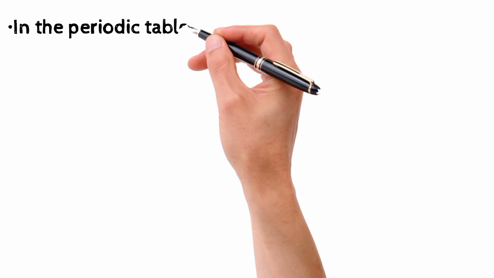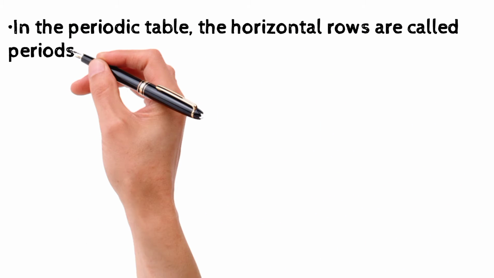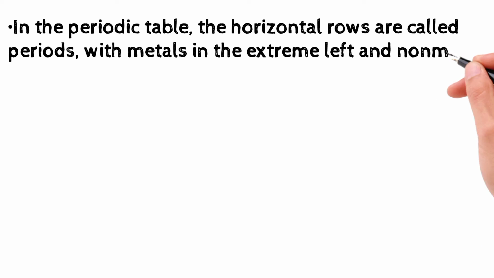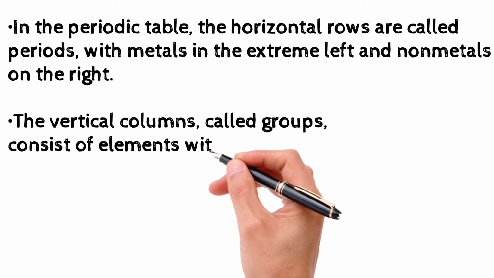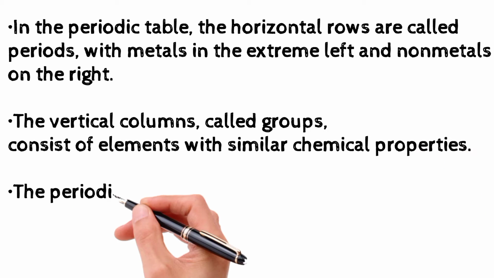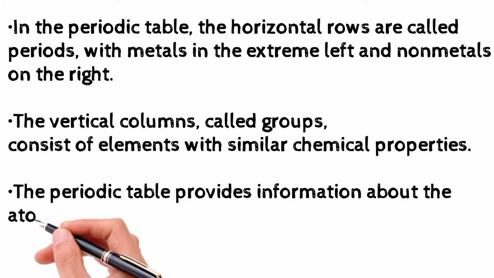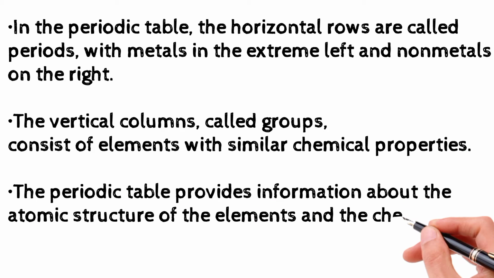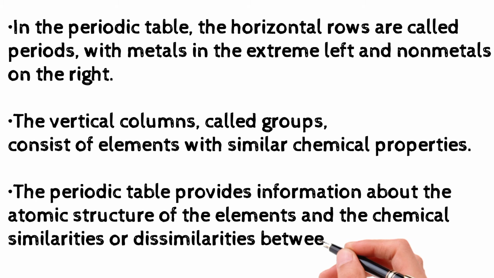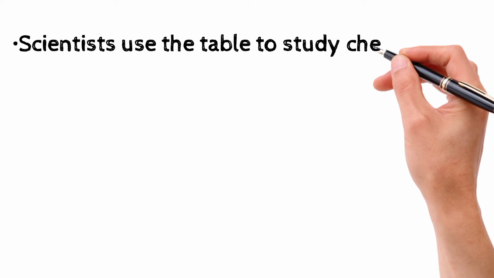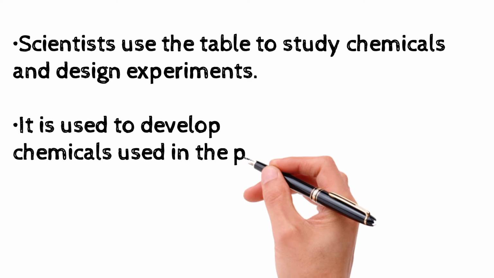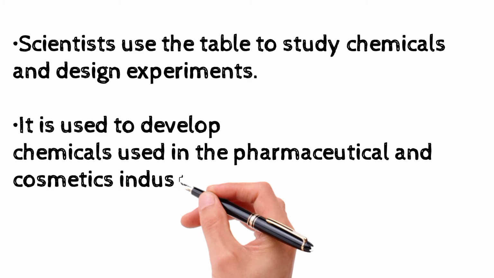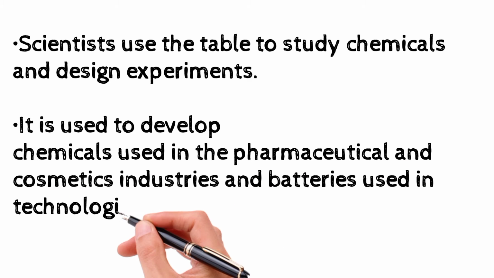In the periodic table, the horizontal rows are called periods, with metals in the extreme left and nonmetals on the right. The vertical columns, called groups, consist of elements with similar chemical properties. The periodic table provides information about the atomic structure of the elements and the chemical similarities or dissimilarities between them. Scientists use the table to study chemicals and design experiments. It is used to develop chemicals used in the pharmaceutical and cosmetics industries and batteries used in technological devices.